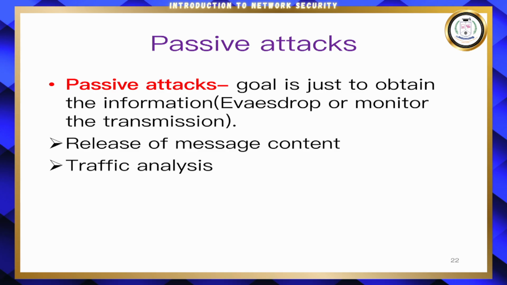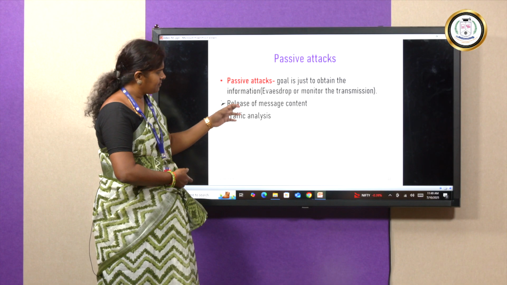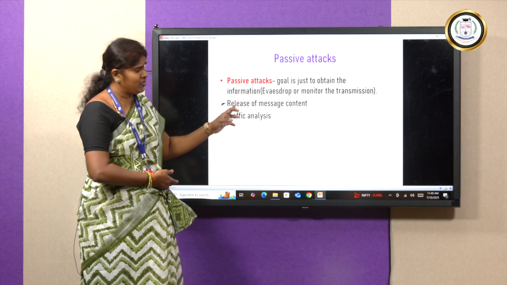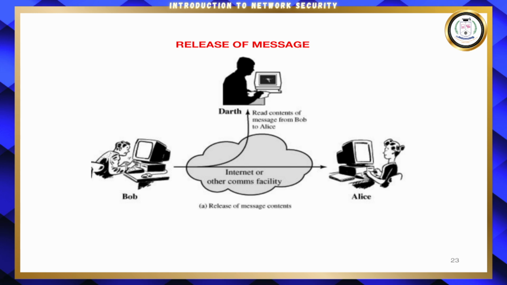And next we'll come to passive attacks. This is the other category where the attacker does not modify the message, he will just view the message content. For example, you have these types of attacks: release of message content, traffic analysis, and then eavesdrop. So here release of message content, I told you, right? So he will not do any modification.